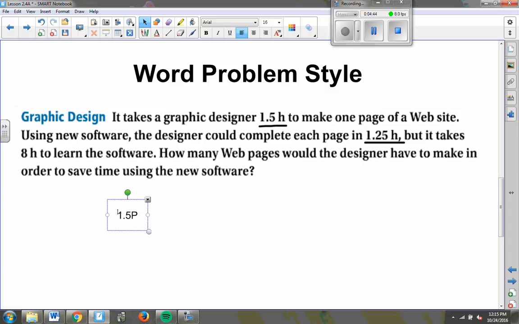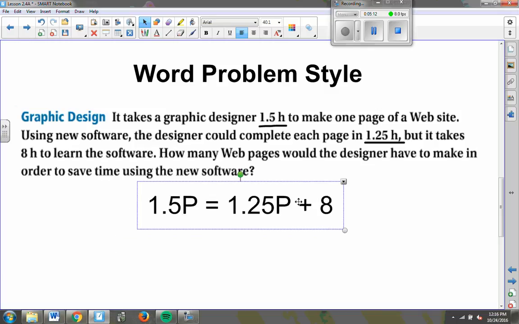Okay, so I can write an equation that says, well, the old software says 1.5 times the number of pages, right? It's 1.5 hours for each page. And they want to know how many web pages would the designer have to make in order to save time using the new software. So what I want to find is where the two are equal. So I'll set the old software 1.5 hours times the number of pages, equal to the new software 1.25 times the number of pages. But with that new software, remember it took us 8 total hours to learn the software, so I have to add that on as well.